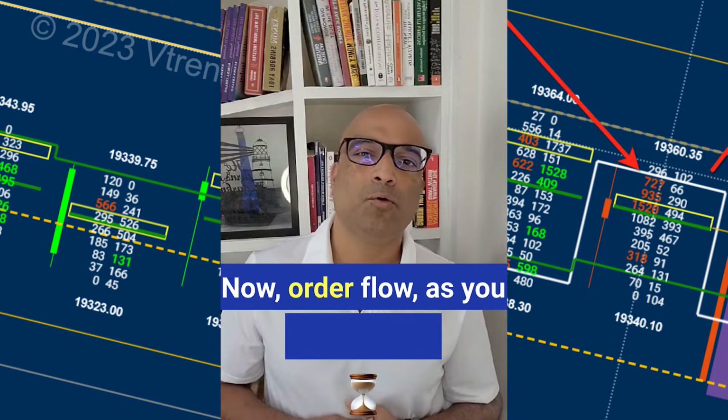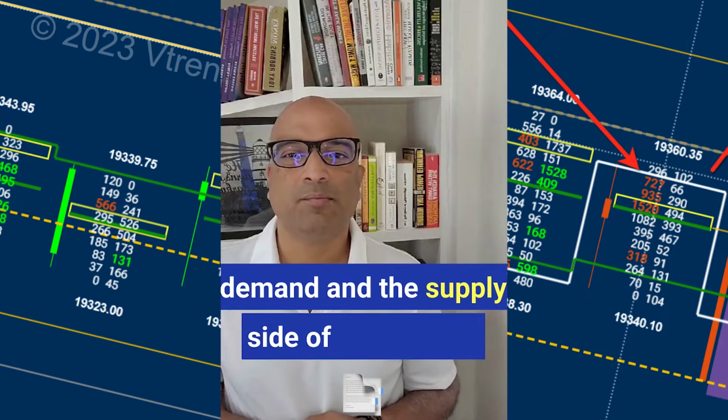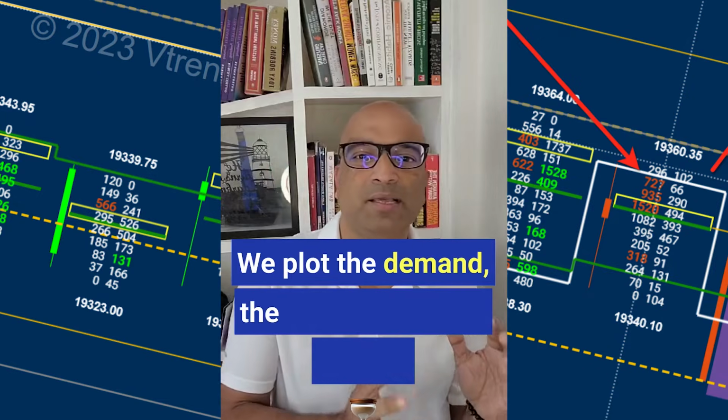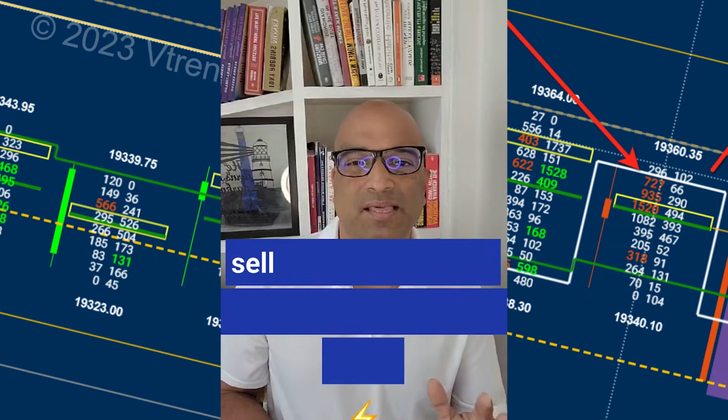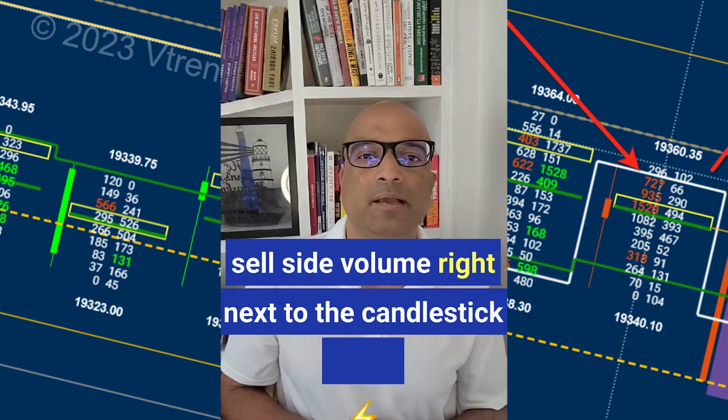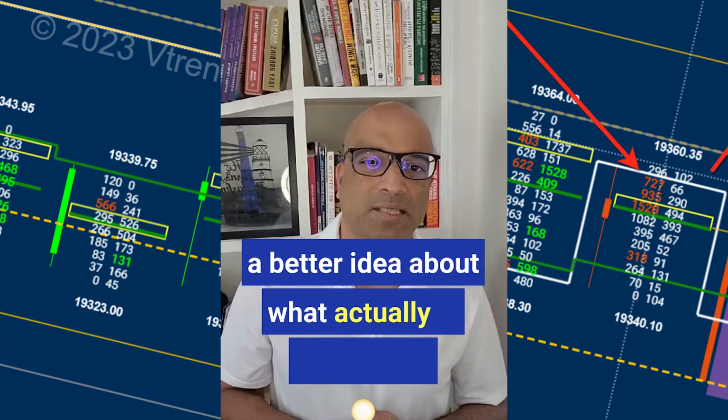I wanted to take a moment to talk to you about a few messages I've been receiving about the order flow. Now, order flow, as you know, is the demand and the supply side of the market. We plot the demand, the buy side volume, and the sell side volume right next to the candlestick to get a better idea about what actually is happening.